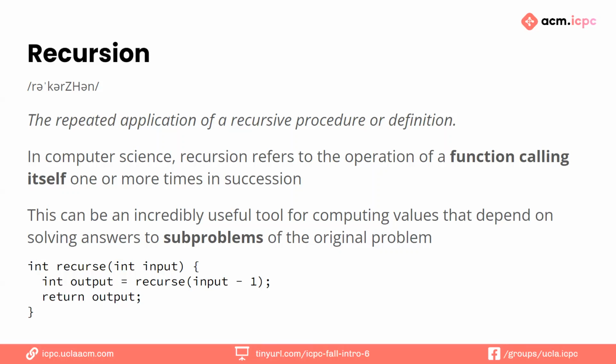Recursion is defined as the repeated application of a recursive procedure or definition. In computer science, what this mainly refers to is the operation of a function calling itself one or more times in succession. This is a useful tool in a lot of problems, especially in competitive programming, because it allows you to solve a problem based off of the answer to subproblems. If you can break down a problem into smaller and smaller, easier pieces, and then solve each of those steps recursively, then it is a great tool for solving an overall harder problem. And that's a quick code snippet to show you what I mean by a function calling itself.